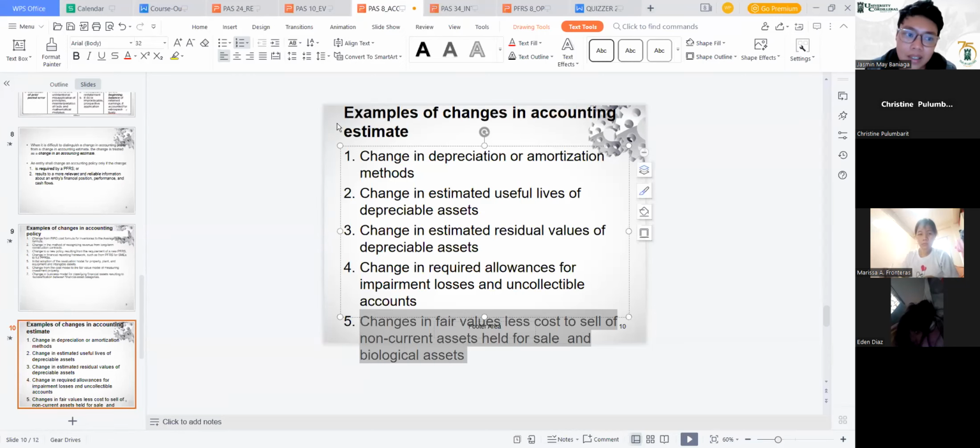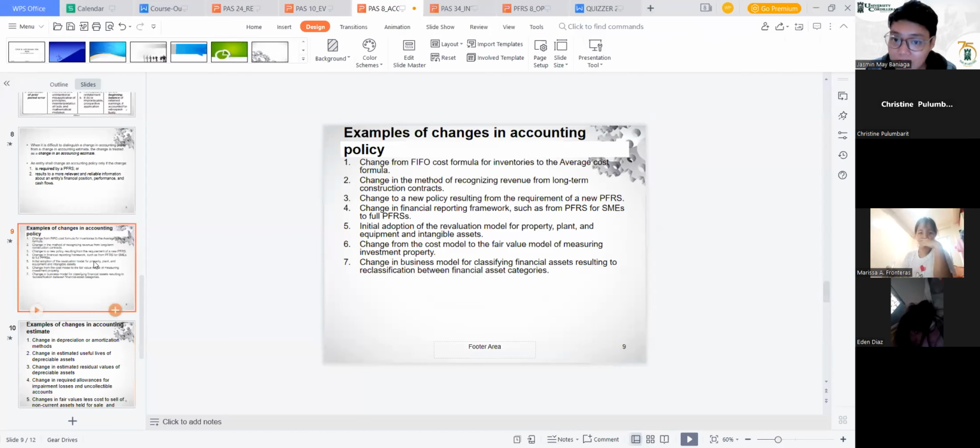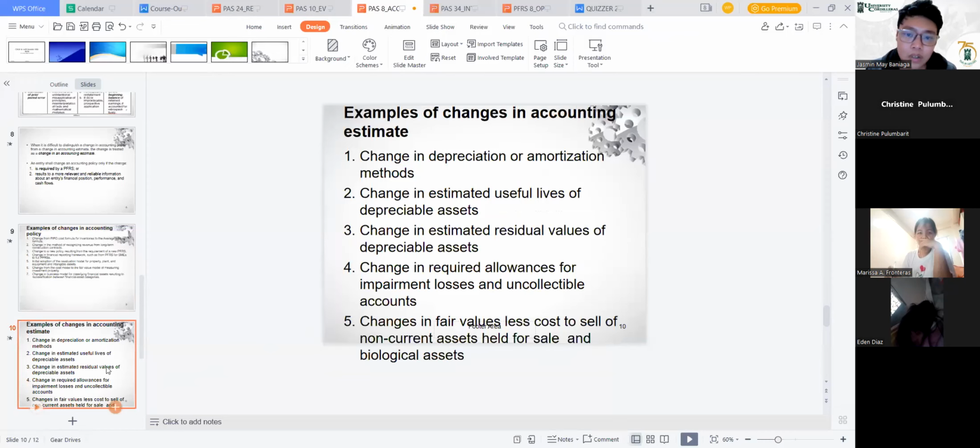So either number 9, change in accounting policy, retrospective. Pag nakita niyo dyan, accounting policy change. Or number 10, it deals more with amounts, with the items, with the basis of the said items or the amounts itself. Changes in accounting estimate, prospective application.